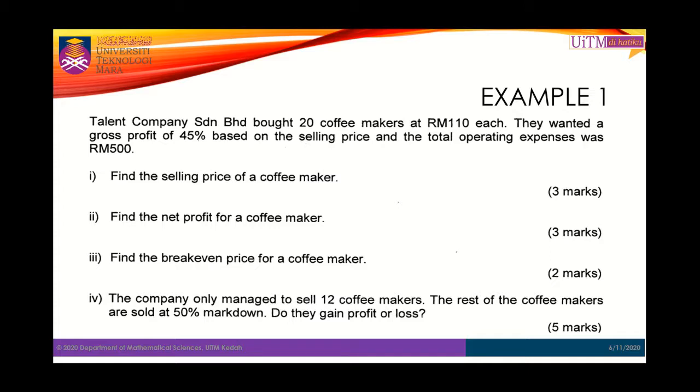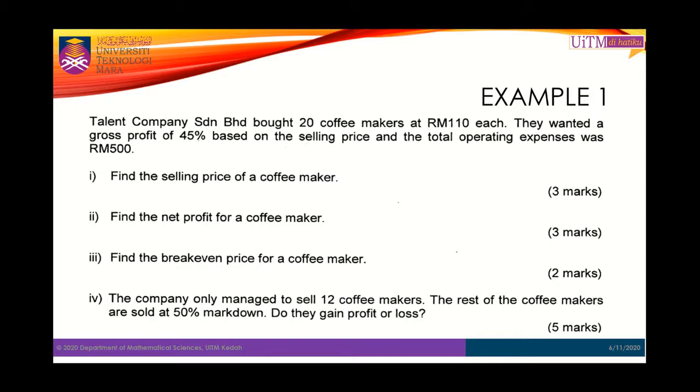In order to solve this problem, first of all, let me remind you, whenever you want to solve problems related to these topics, read the question carefully, whether they ask you to find for a unit or for a total. For example, in the first question here, it says find the selling price of a coffee maker. So the word "a" there refers to the price for a unit, not for the total of the 20 coffee makers. That is what you need to be really careful with in the questions.